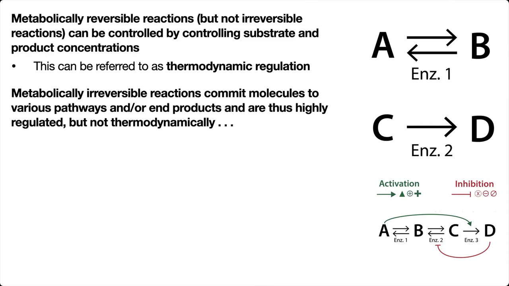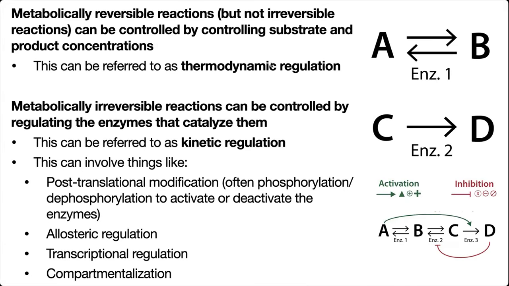But then we have those metabolically irreversible reactions. Those reactions that are going to be hard to go back from. They're going to commit you to a pathway and or an end product. And so we want to really regulate them, but we can't just regulate them by controlling the concentrations. We'll see how it's still important to control the concentrations because that's going to, one, keep you from getting to equilibrium, and two, make it so that you still have a lot of oomph. But we also need to regulate them a little more directly. And the way that we're going to regulate them directly is by regulating the enzymes that catalyze them.